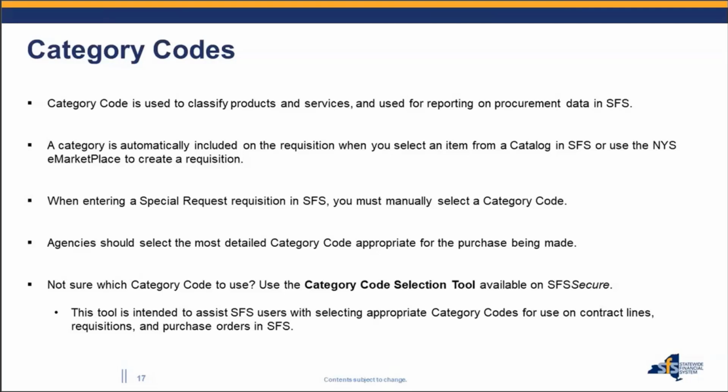If you're not sure what category code you should be using for your purchase, there is the category code selection tool available to all users within SFS Secure. And what that category code selection tool does is it guides users for selecting that appropriate category code. So whether it's a centralized contract, which we'll talk about a little bit later as well, or a discretionary purchase in SFS, those category codes are available to you using this tool and can help you identify which is the appropriate category code that you should be using.